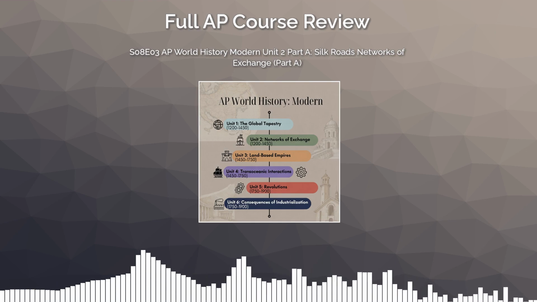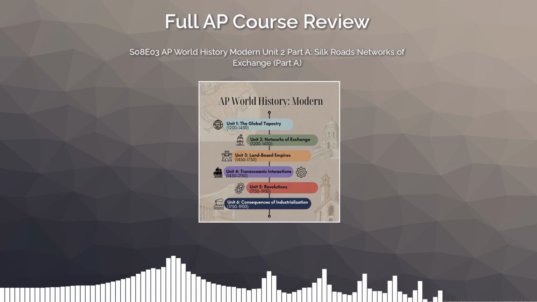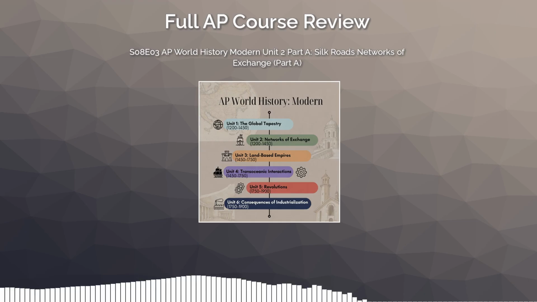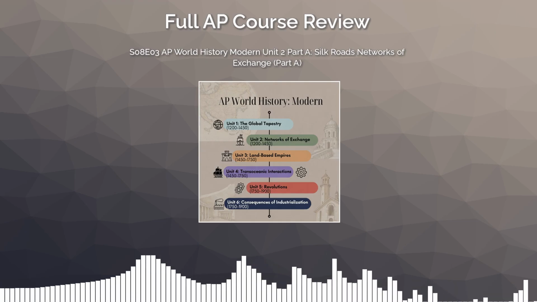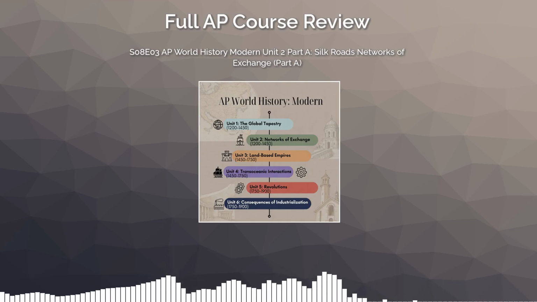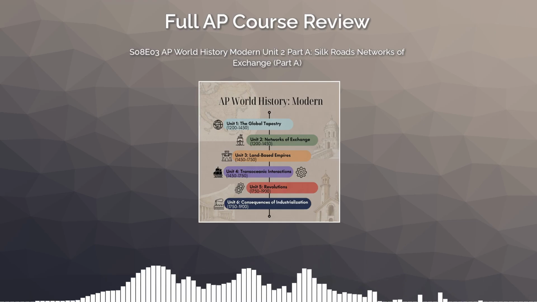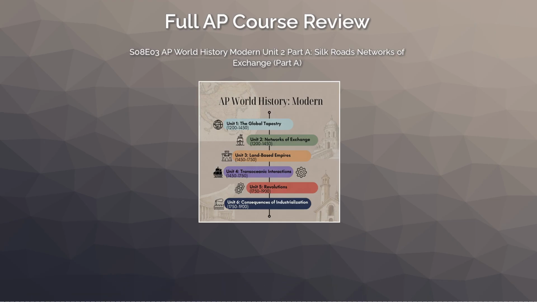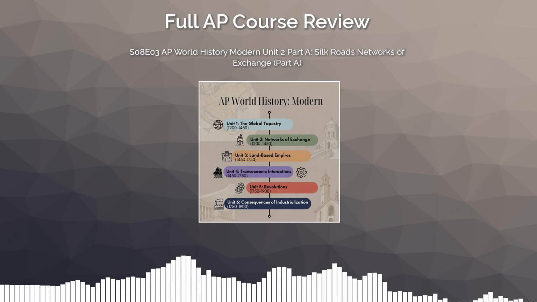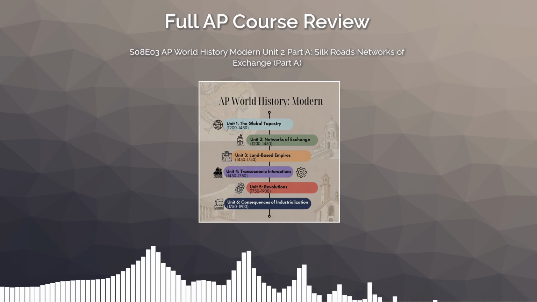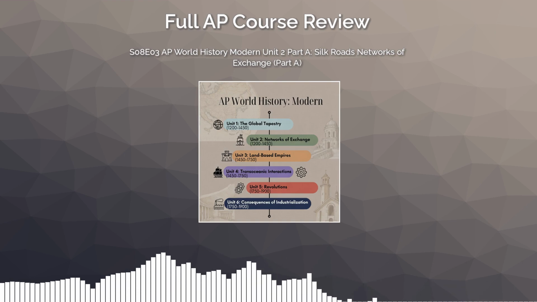Key cities and network nodes. The exam also wants you to know the urban infrastructure that grew around these routes. Cities like Timbuktu, Djenné, and Kumbi-Sala emerged as entrepôts, trading hubs where goods changed hands, merchants rested, and cultures mixed. Timbuktu, in particular, became not just a commercial center, but an intellectual one, home to the famous Sankore Mosque and University.